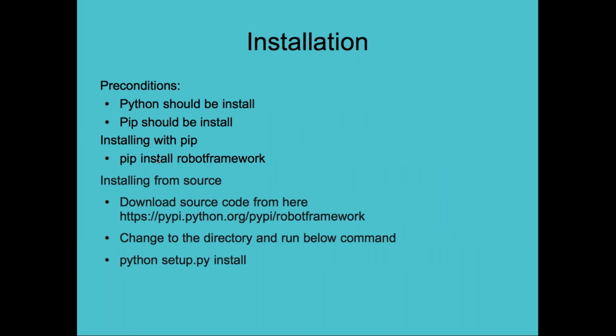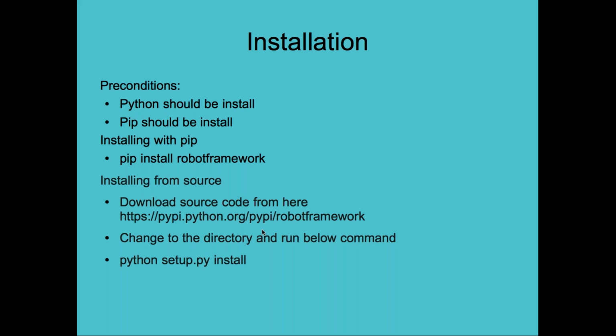Next, let's say you have not installed pip, or you have some issue with pip, then we can install from source. The source code of Robot Framework is available at this location. You can open this URL and download the source code from here. This will download one tar file. You can extract the tar, change to the robotframework directory, and there you can see a setup.py file. You can execute python setup.py install, and this will install Robot Framework.